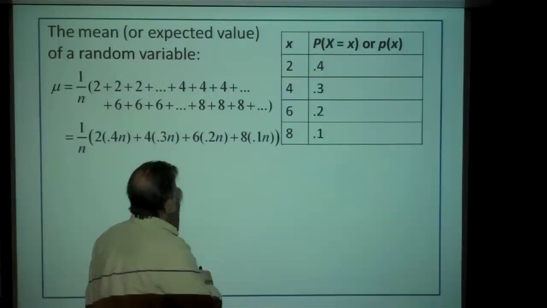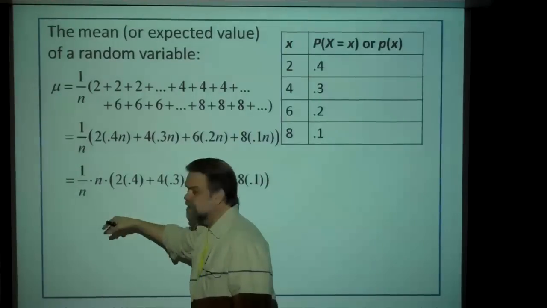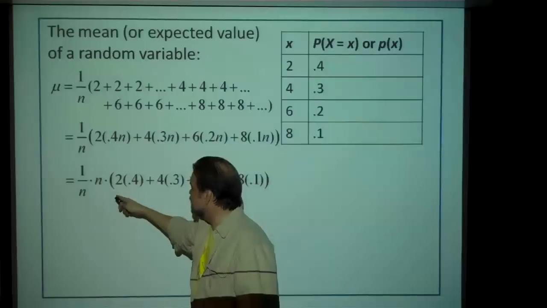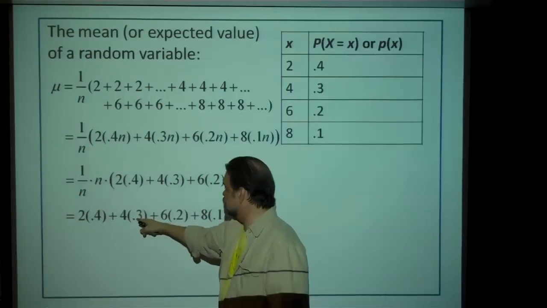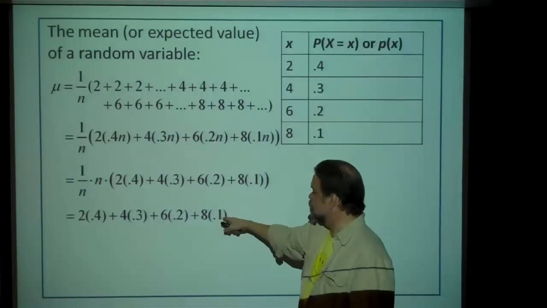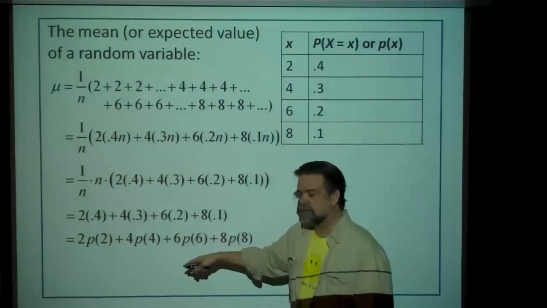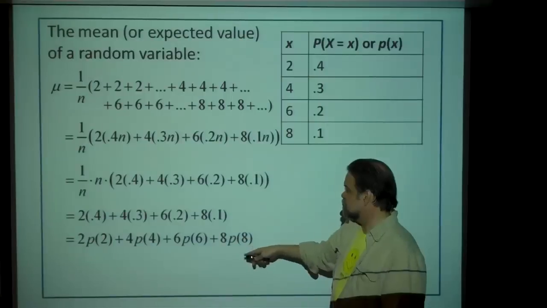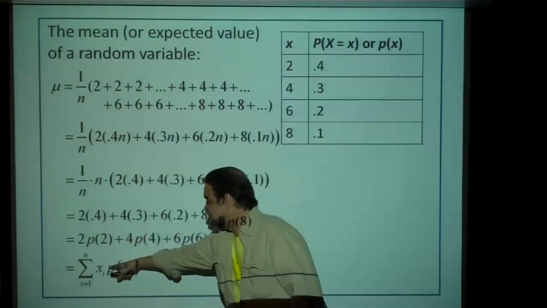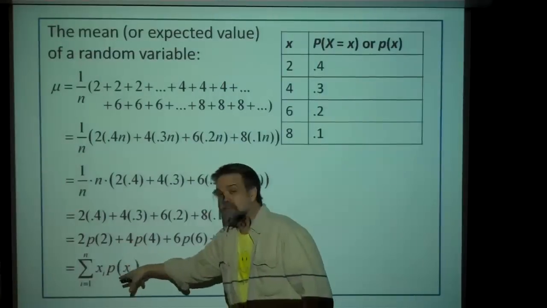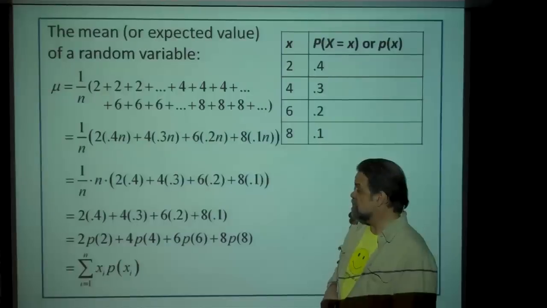Now, if you look at this here, you can notice, hey, I can just factor out an n from all of these, and so I'll just put my n at the front there, and then look what I have. I have 1 over n times n. Let's just get rid of that, and what you end up with is 2 times 0.4 plus 4 times 0.3 plus 6 times 0.2 plus 8 times 0.1, which happens to be 2 times the probability of a 2 plus 4 times the probability of a 4 plus 6 times the probability of a 6 plus 8 times the probability of an 8, and what that is, is the sum of all the possible values times the probability of getting that value.